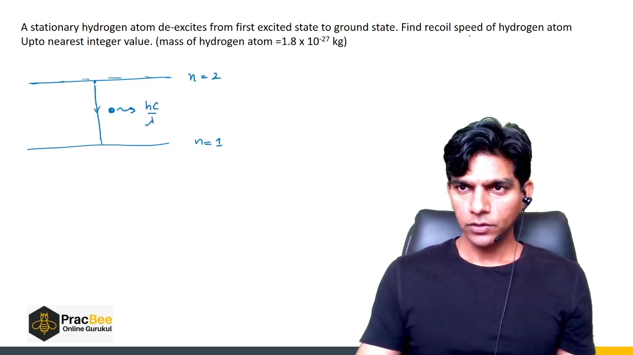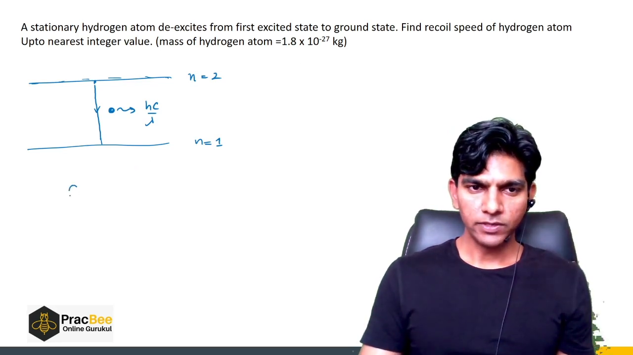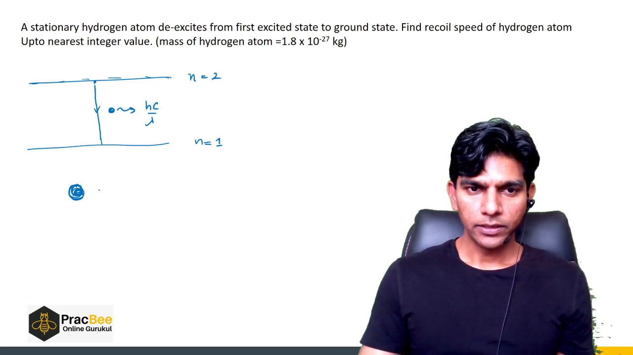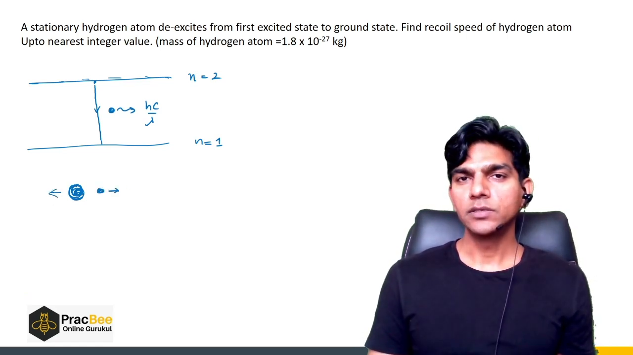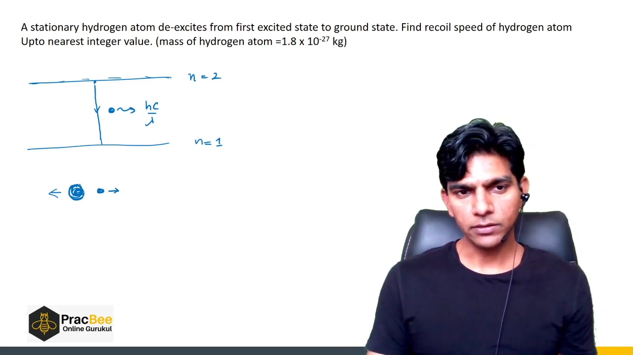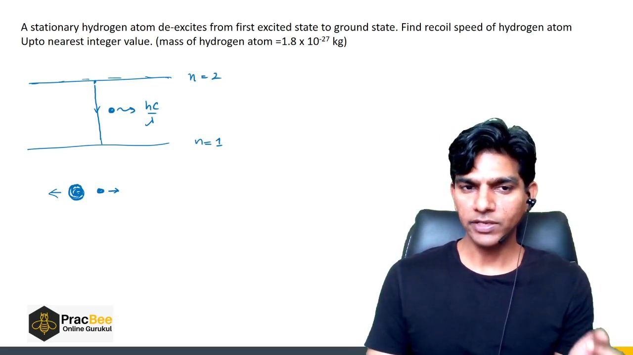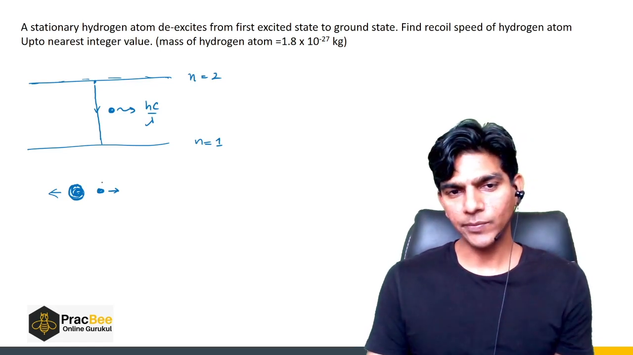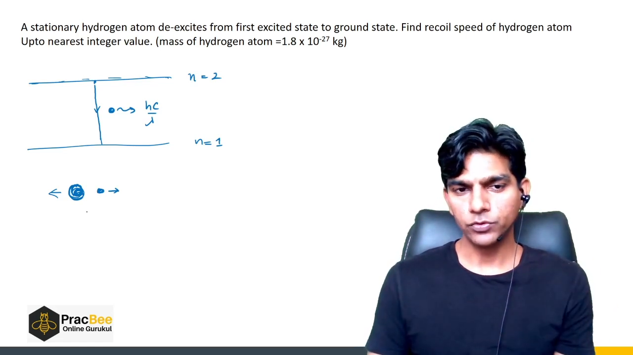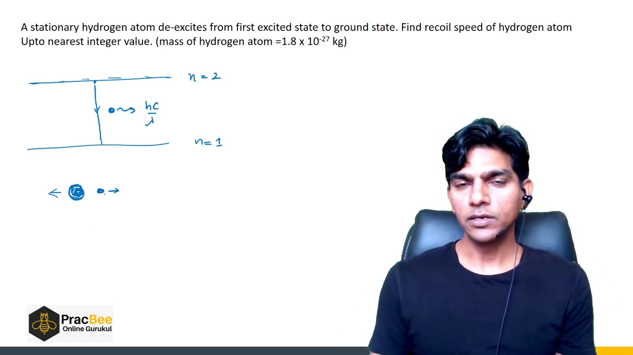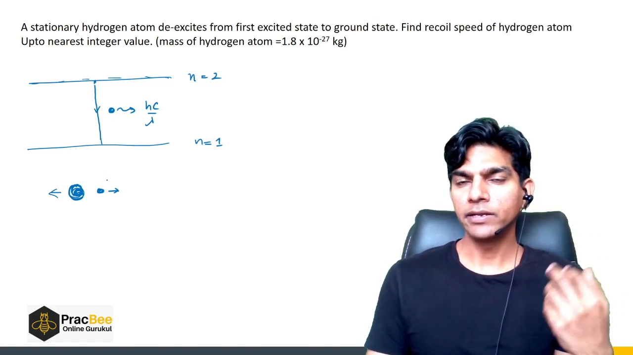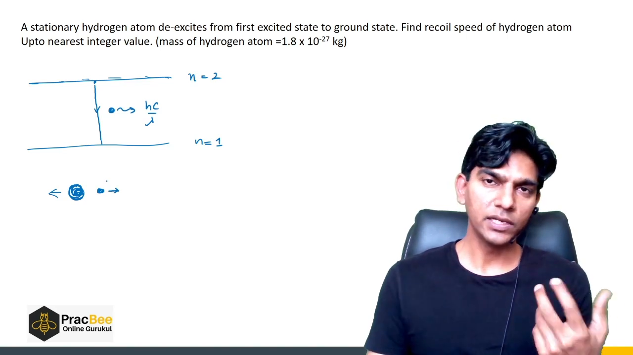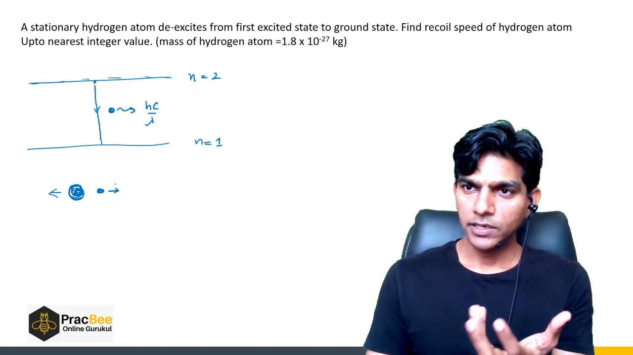And we need to find the recoil speed of the hydrogen atom. So if there is a hydrogen atom, and suppose it is at rest, if it releases a photon, by momentum conservation for this system, we can say the magnitude of the momentum of the recoiling atom will be the same as the momentum of the photon. So if you're able to find the momentum of the photon, we can find the momentum of the atom, and then by dividing the momentum by the mass of the atom, we'll get the recoil speed.